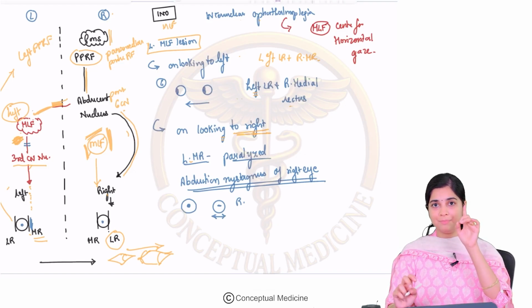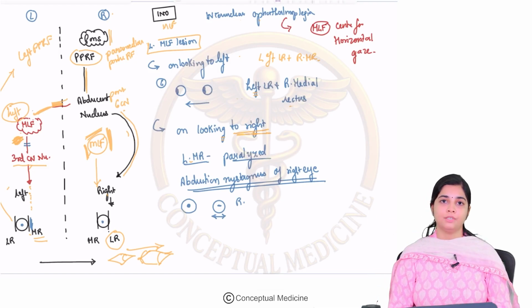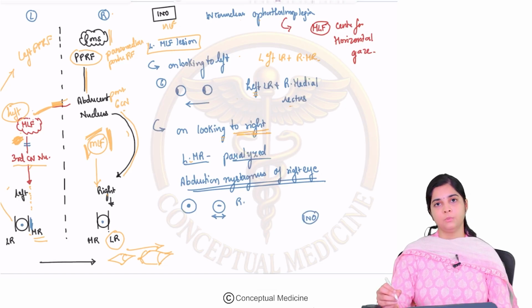Okay. So, complete paralysis of this eye on attempting to move to the right, it will not move, and you will have an abduction nystagmus of the right eye. And this is what we call internuclear ophthalmoplegia.